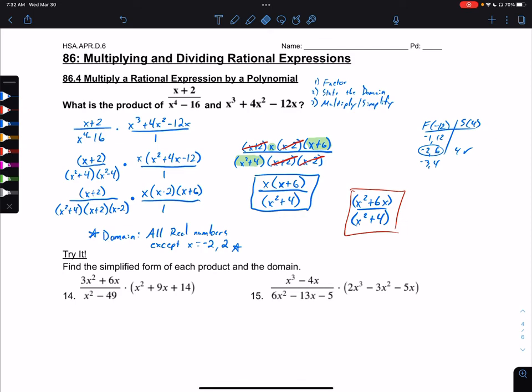That is all. Multiply them out, factor them, and then slowly cancel things out. Take your time. And again, it all comes down to factoring. If you factor correctly, you should get these problems correct.